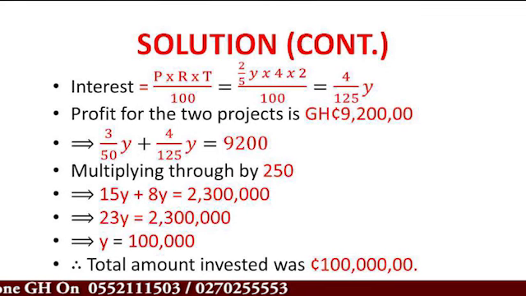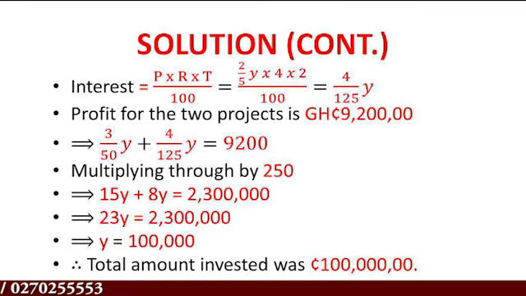So what will be happening here is that you'll be multiplying through by the LCM, which is 250. So you use 250 to multiply 3 over 50y. Then you use the 250 also to multiply the 4 over 125y. And then you also multiply the 9,200 Ghana cedis. You also multiply that one by 250.